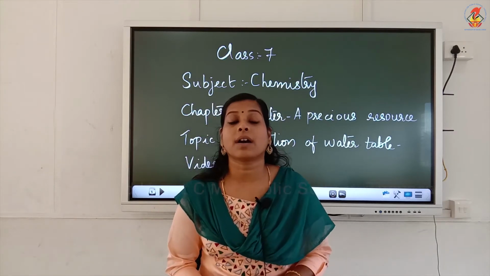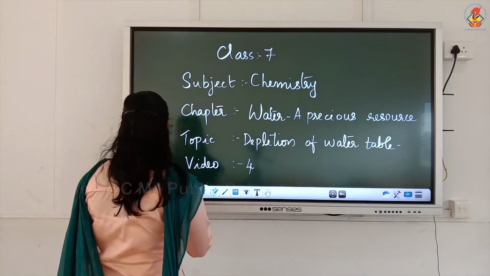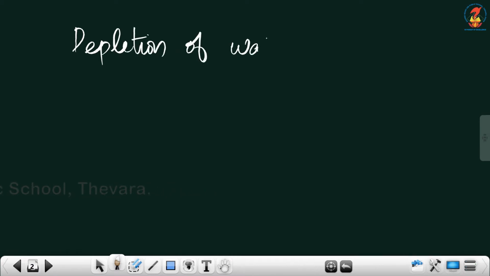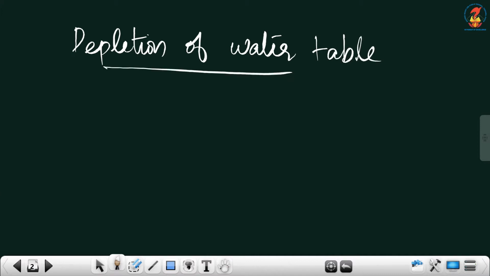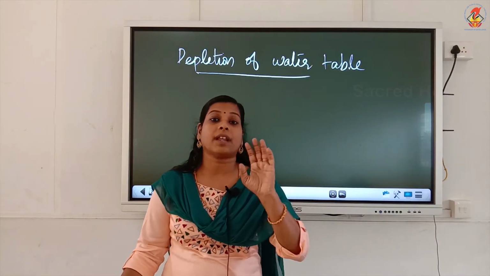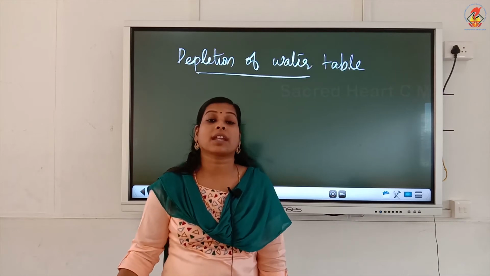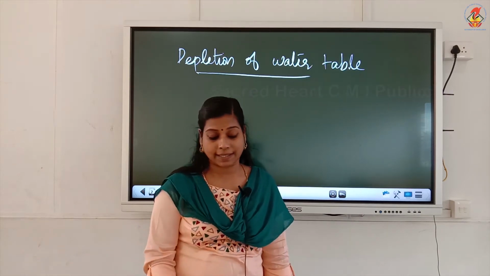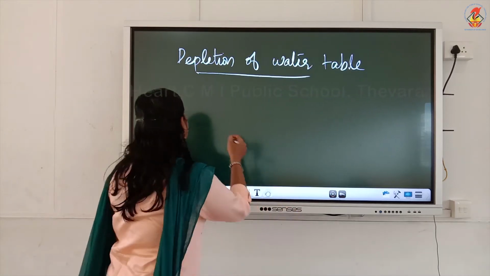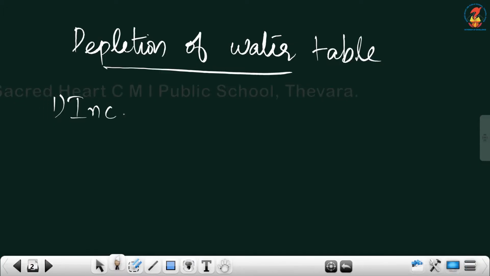So, moving to our topic, depletion of water table. Which are the different factors responsible for affecting the depletion of water table? There are different factors. One by one we can take those factors and discuss them. Okay. First one is increasing population. How does an increase in population affect the depletion of water table?